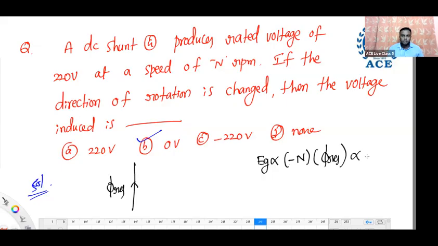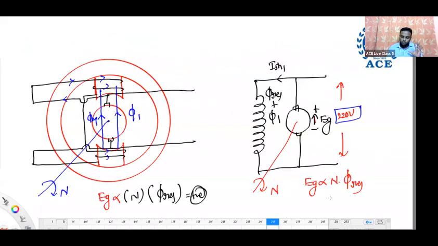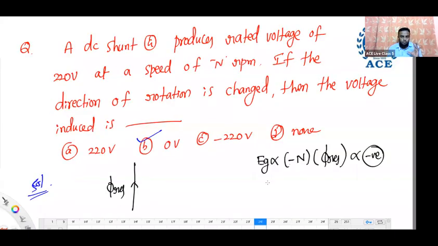What is the overall polarity? Negative. Minus, plus means negative. Means EMF polarity is changing or not? Yes. Whatever EMF is induced, that is reversed. So previously it is positive here. Positive means here plus, here minus. Now negative EMF means Eg is reversed or not? Yes. Polarity of EMF is reversed.